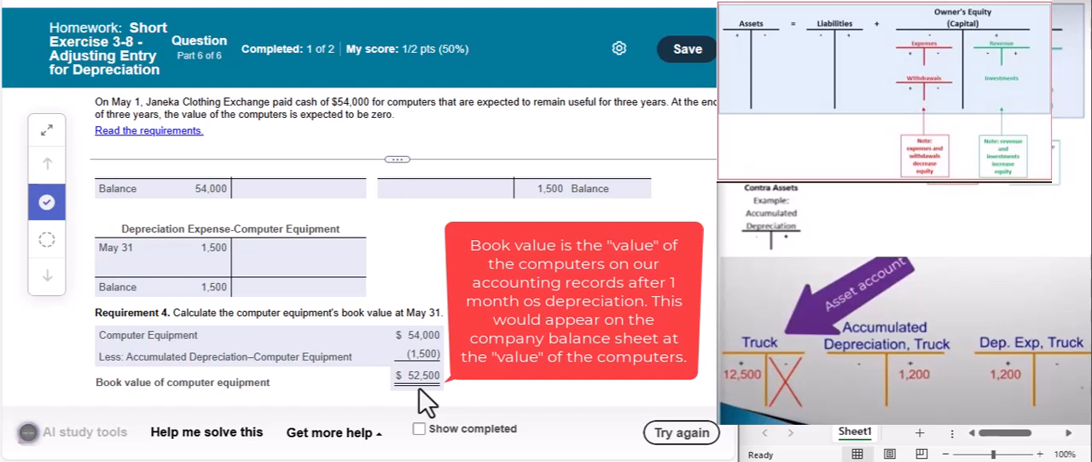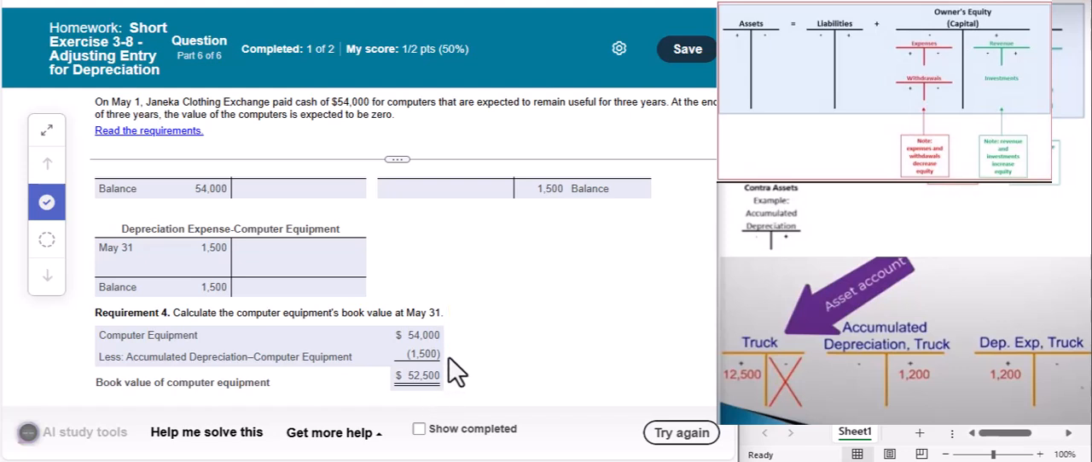So this $1,500 of accumulated depreciation is just trying to estimate how much the value of the computers has been going down. So they were worth $54,000 and they've dropped by $1,500 approximately in 1 month, and now they are worth $52,500 on our books. And remember, book value just means the value on our accounting records. So on our balance sheet, we would show that the value of our computers is this $52,500. And then another reason for this recording of depreciation is we can take the depreciation expense on our income statement, and it will lower our profit. So that will save us some money in taxes. And that's it.